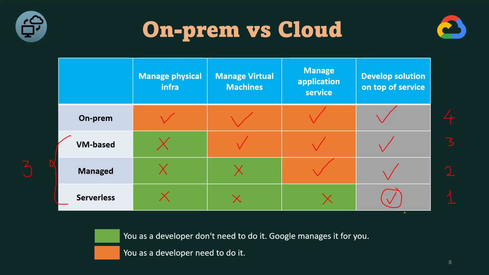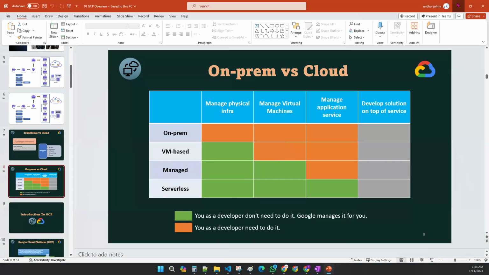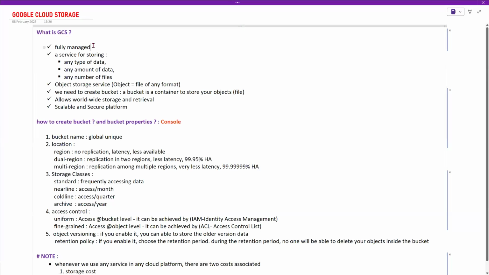And why I told you this is because you must know, from now on the category of the services will be like this only. First thing is that when you go to Google Cloud Storage, it is a fully managed service. A fully managed service is where you don't need to worry about the physical infrastructure, where you don't need to worry about virtual machine management. You don't need to worry about the application service. You can just focus on maintaining your application, and you can just maintain your data here.